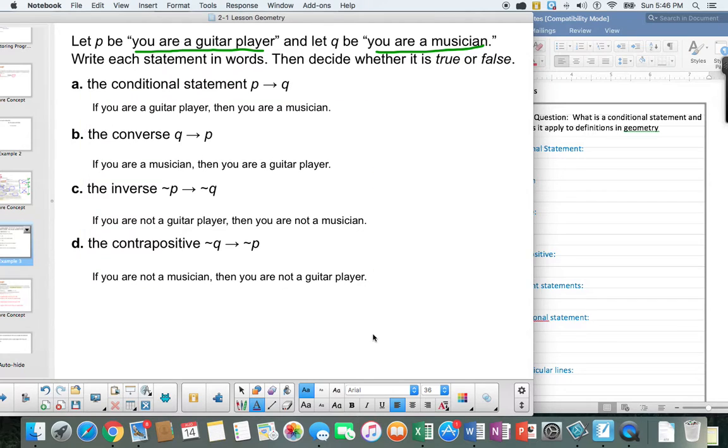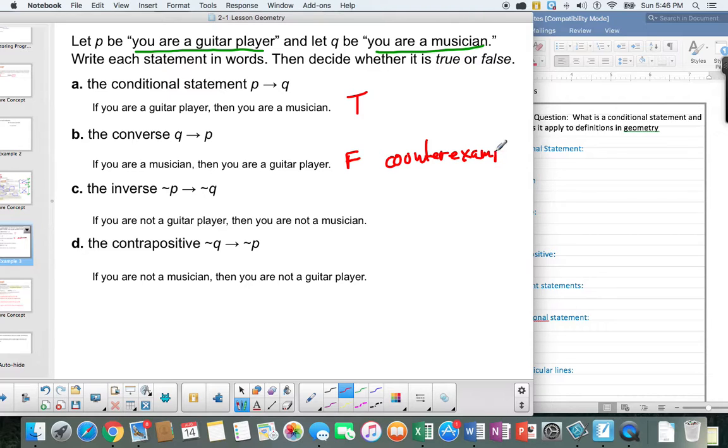Now it also asks us to determine whether these are true or false. So if you're a guitar player, then you're a musician. I think you would agree that's a true statement. If you are a musician, then you're a guitar player, and that's false, and that's because I can give you a counterexample, and you could be a drummer.